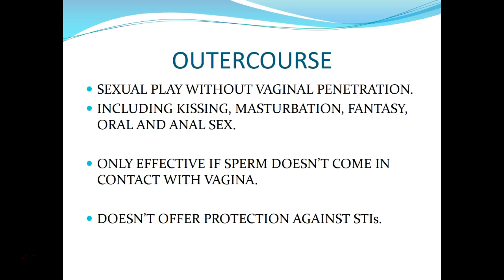And believe it or not, here is another form of natural contraception, and this is called outercourse. This is sexual play without vaginal penetration. It includes kissing, masturbation, fantasy, oral and anal sex. And it is only effective if the sperm doesn't come in contact with the vagina. And this does not offer protection against sexually transmitted infections.